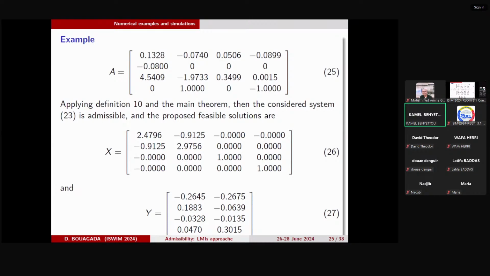Why? Because we have found a feasible solution of our main theorem: X, which we can see is a positive definite matrix, and a new matrix Y.